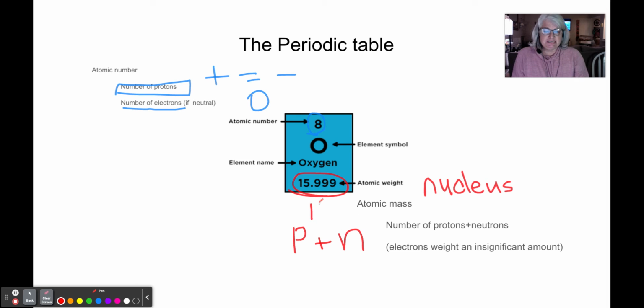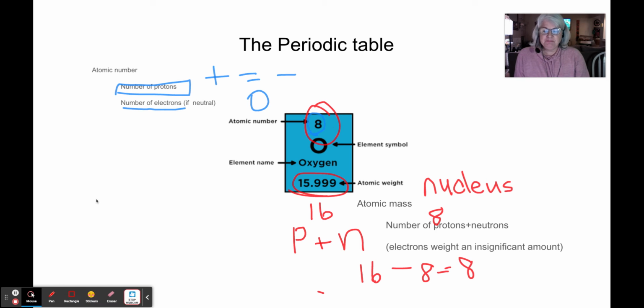So this would be 16. Which means I know I have 8 protons, right? Because that is what the atomic number tells me. And if I take 16, my mass, and subtract 8, that will tell me how many neutrons I have. Okay? Don't always assume that it's going to be equal. Don't always assume that the atomic number is also the number of neutrons, because that isn't always the case.